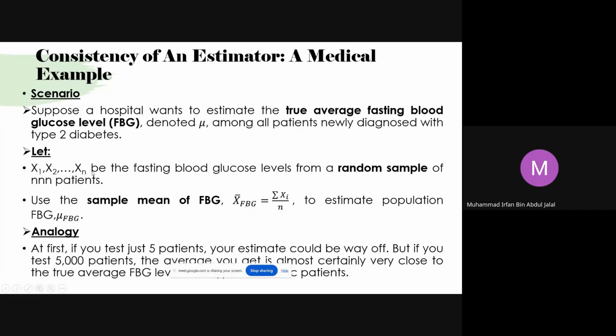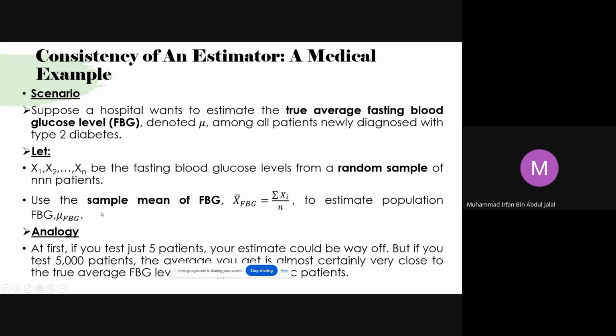Okay, in this case we have N patients where we take the values, the glucose level or the blood sugar level from their blood. I mean, we measure them. So we have the blood sugar level for the first patient, the blood sugar level for the second patient, third patient, fourth patient, until the last patient. And this can be considered as a random sample of N patients.